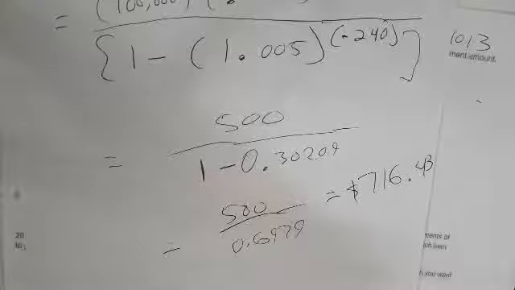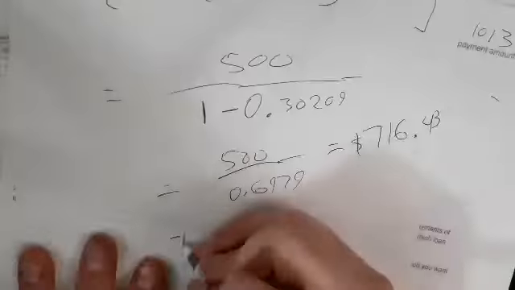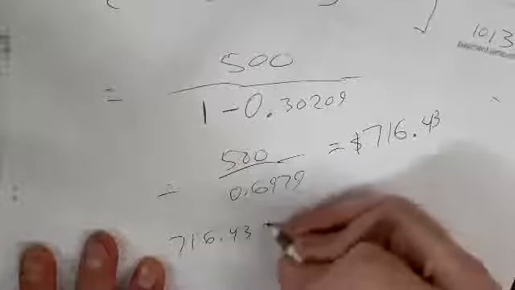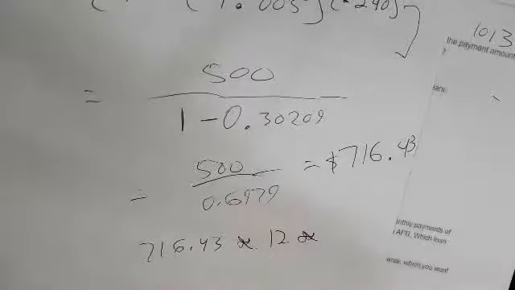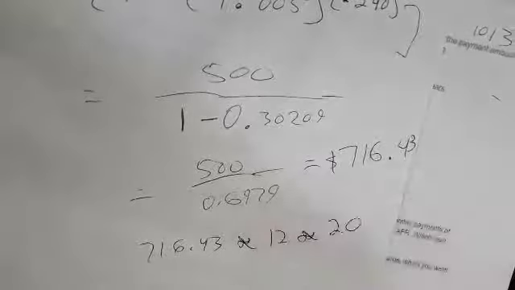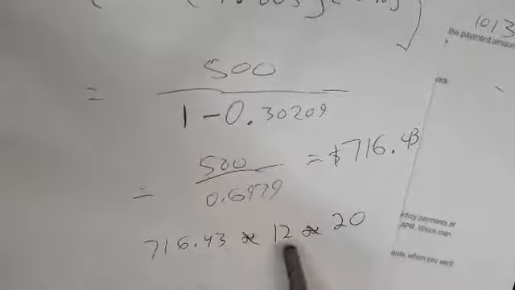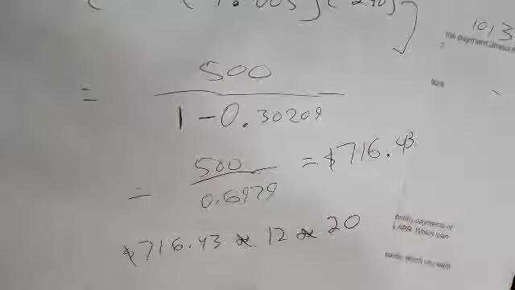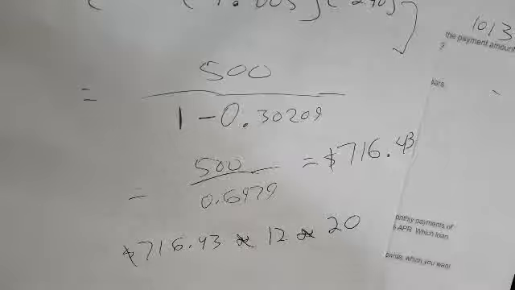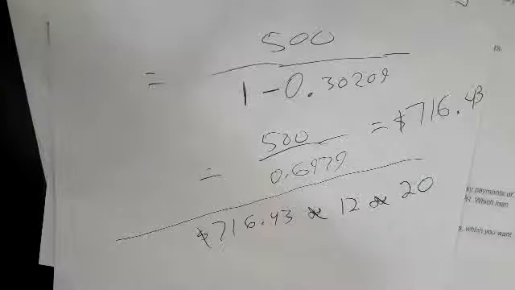Times 12. That would get for 1 year. Times 12 and then times what else? I think someone said it. 20, right? So this is monthly. This is what you do to convert it to the years, because he's doing it over 20 years, right? Or you could do 716.43 times 240. Times 12 times 20 is going to give me what?